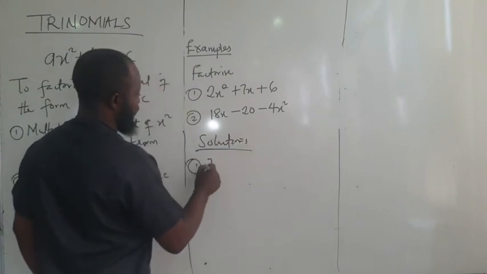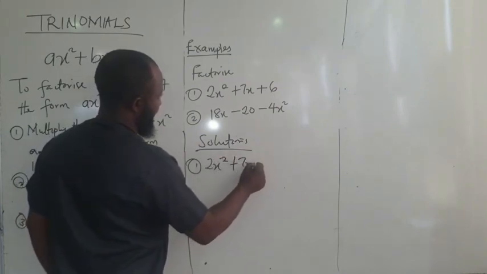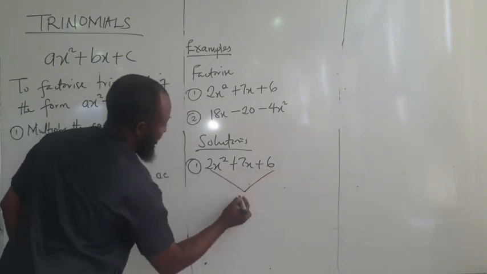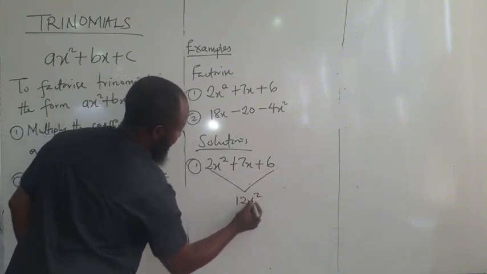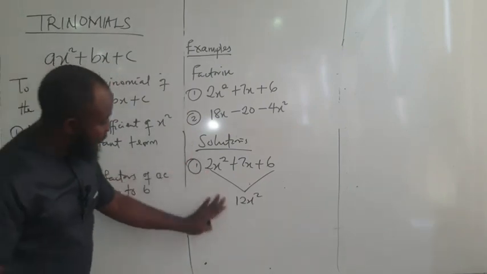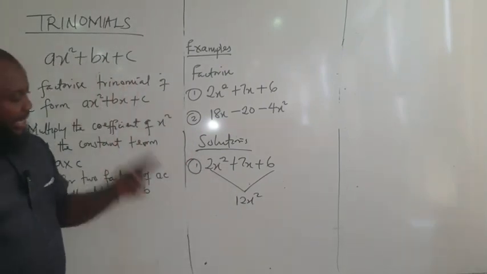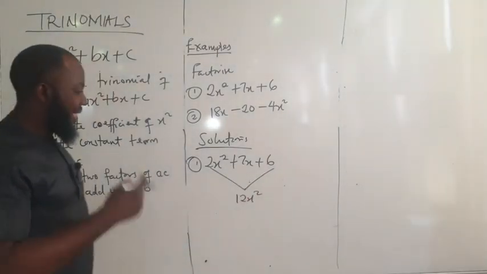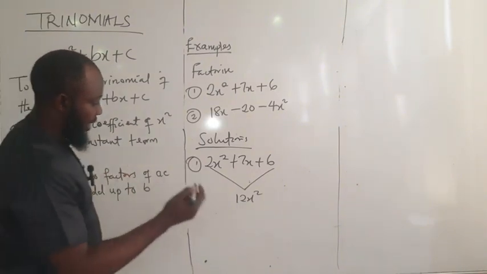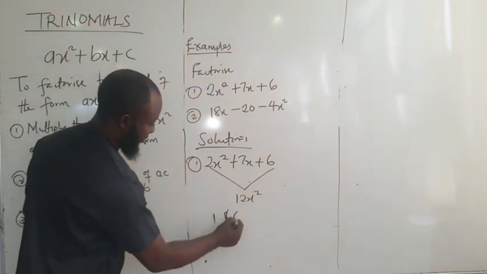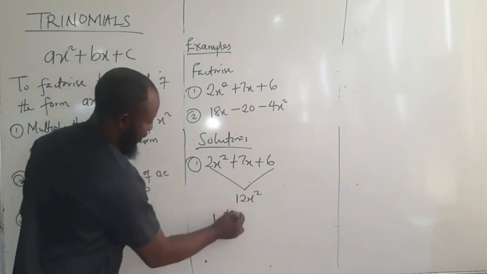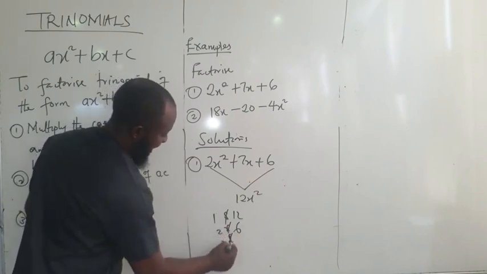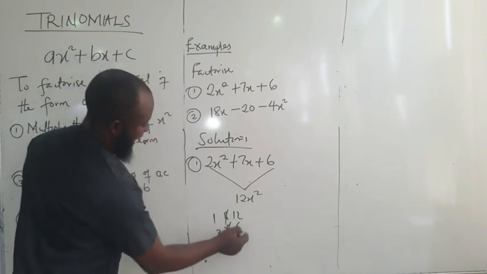So the first one we have 2x squared plus 7x plus 6. So what we're going to do, we multiply this by this. This will give us what? 12x squared. Now we look for two factors of 12 that will add up to what? 7x. So what are the factors? Two factors of 12 that we have? We have 1 and 6. 1 and 12, 2 and what? And 6, then 3 and what? And 4. So 3 and 4 we add up to 7.